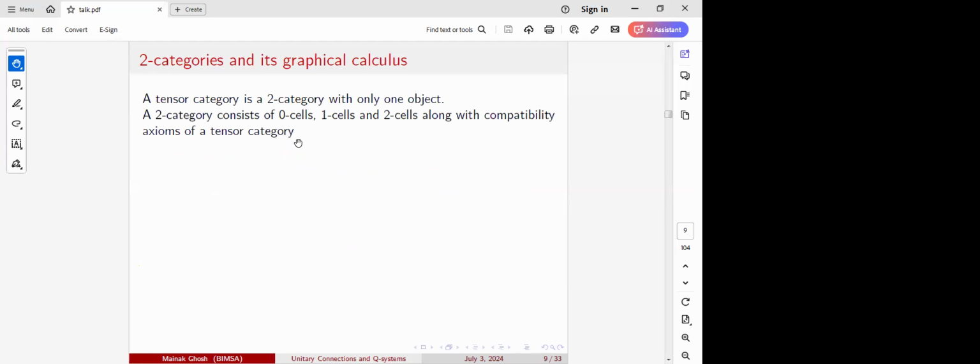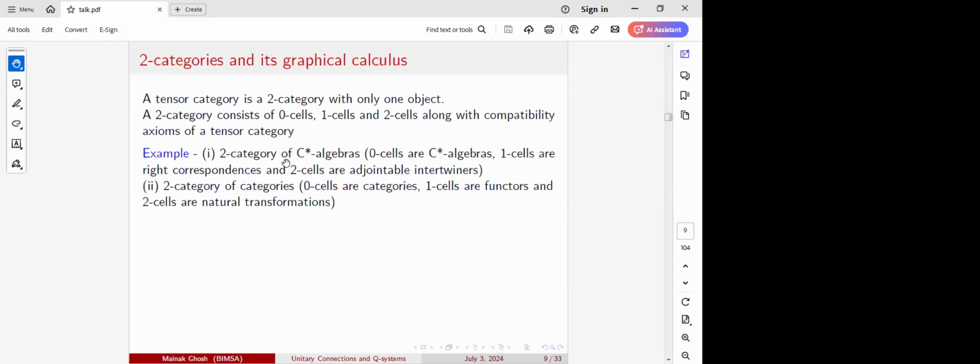Now, let me give some examples of 2-categories. So first, we have the 2-category of C* algebras, where the 0-cells are C* algebras, 1-cells are right correspondences, and 2-cells are adjointable intertwiners. Then we have the 2-category of categories, where the 0-cells are categories, 1-cells are functors, and 2-cells are natural transformations. Okay, so let me now talk about the graphical calculus.